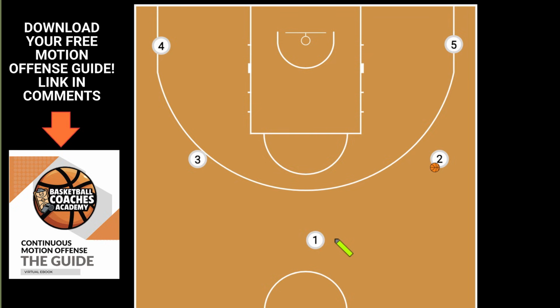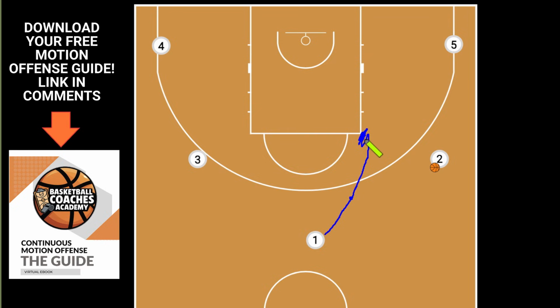So what we want to enforce is a cut to the basket or a screen away. Same type of thing, screen or cut. Now, the number 1 option that we want to look for is a cut. So let's talk about that one first. Number 1 is going to cut and look for the basket. What we like to enforce with our youth players is to get a foot on the key, right?